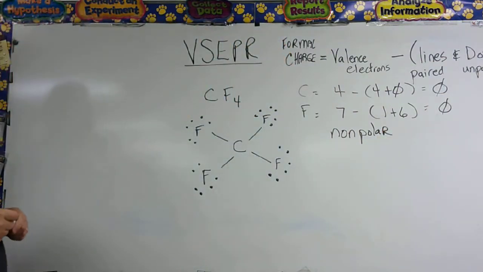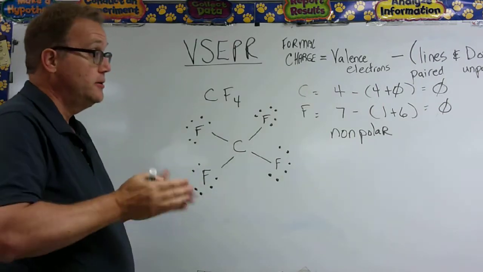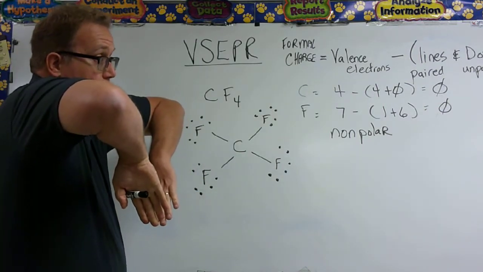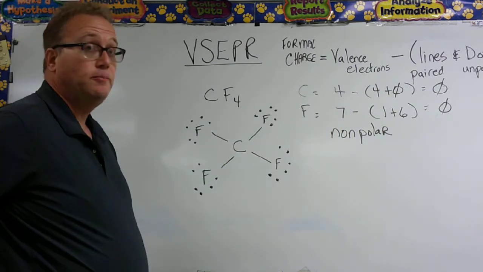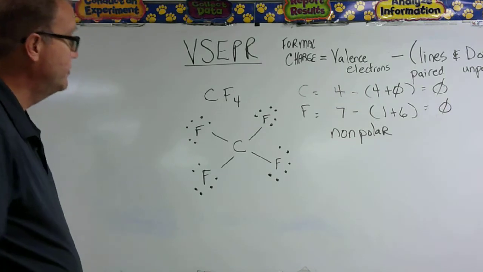Now what does polarity mean? Well, if you remember the water, you'll notice it was shaped in a V. That's what those unbonded electrons do. They kind of mess with your bonding angles.